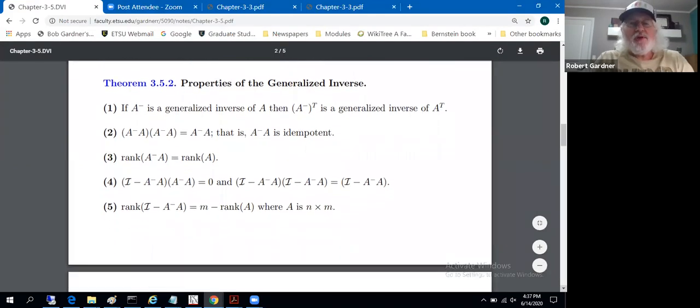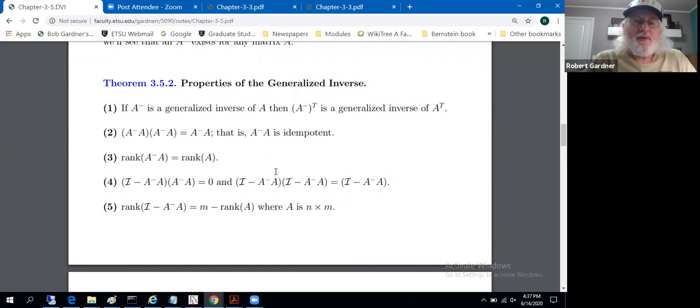Some properties of the generalized inverse. Okay, this is kind of clunky to verbalize. But if we have a generalized inverse of A, then the transpose of that generalized inverse is itself a generalized inverse of A transpose. Okay, we'll go through these. These are rather computational and not too complicated. Generalized inverse times matrix A times generalized inverse times matrix A equals generalized inverse times matrix A. This property is called idempotent.